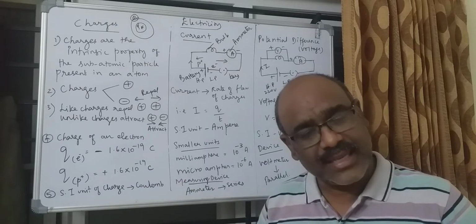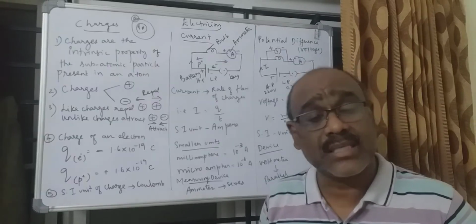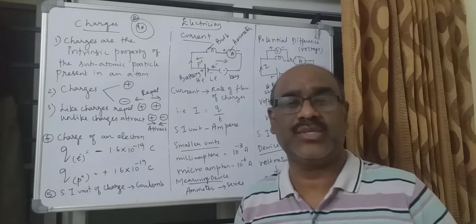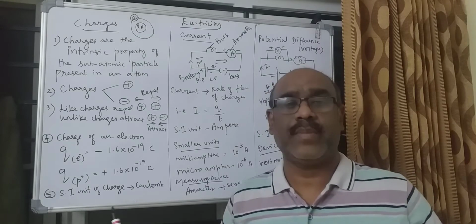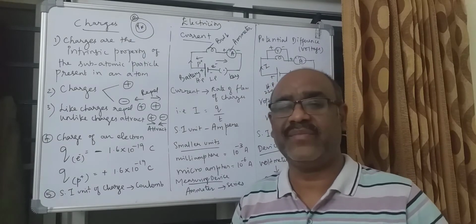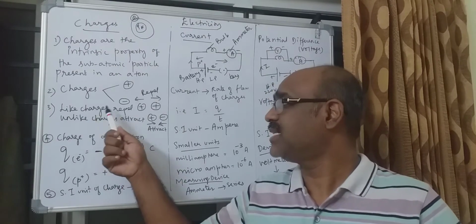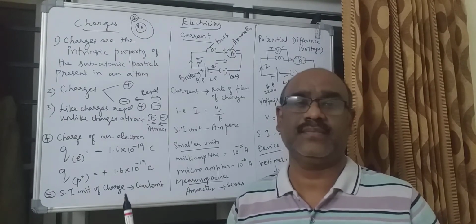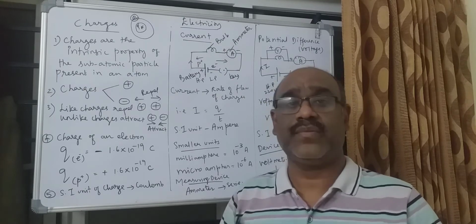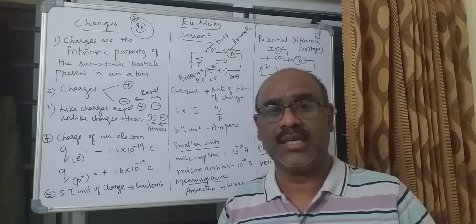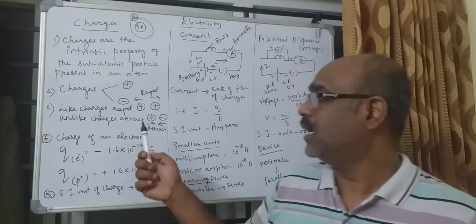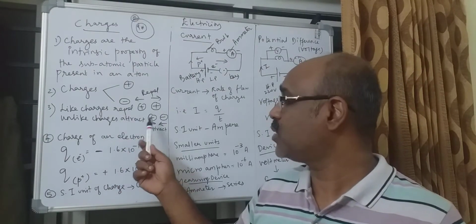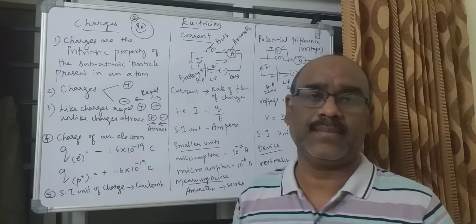Like that of a magnet, where the like poles will repel each other and the unlike poles will attract each other, the same way here also the like charges, such as positive and positive, will repel each other, negative and negative will repel each other, whereas unlike charges, such as positive and negative, will attract each other.